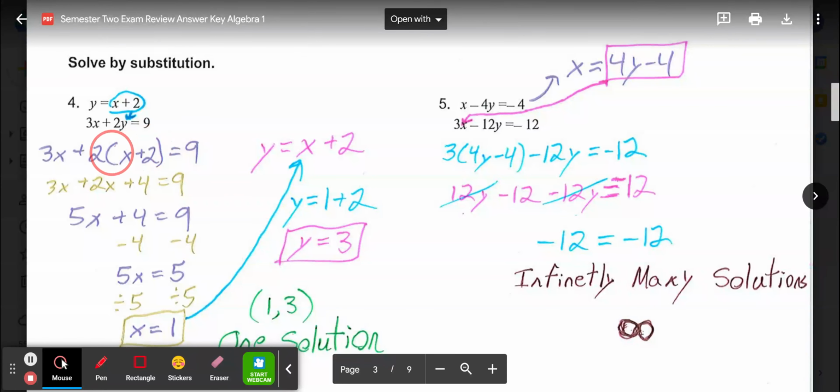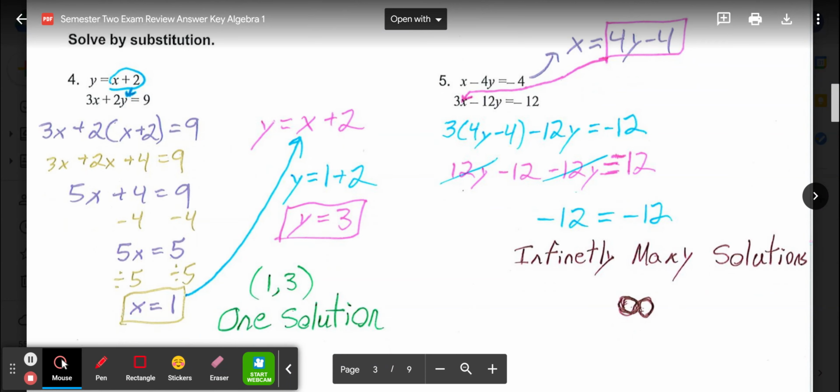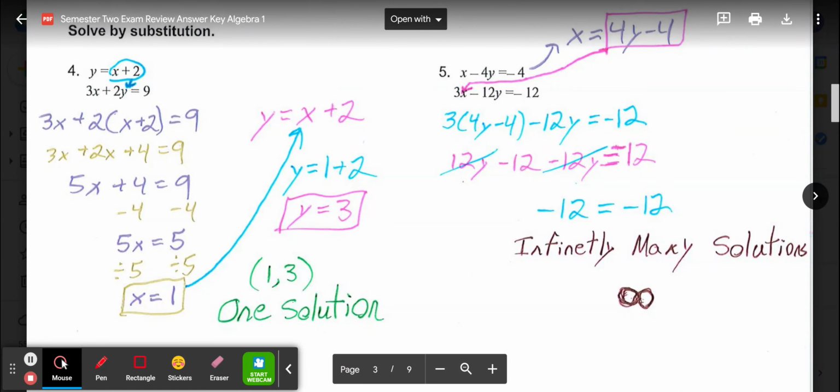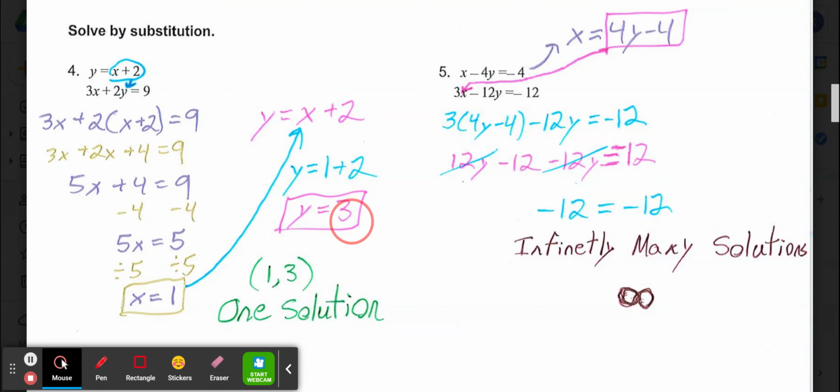So we have to distribute this 2. So we have 3x plus 2x plus 4 equals 9, which would be 5x plus 4 is 9. Subtract 4, divide by 5, and x equals 1. Now I'm going to take the x equals 1, put it back into this top equation to get y. 1 plus 2 is 3, so y equals 3. So we would have one solution at the point 1, 3.